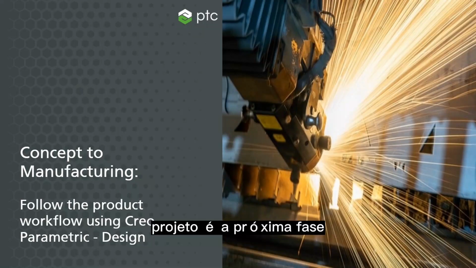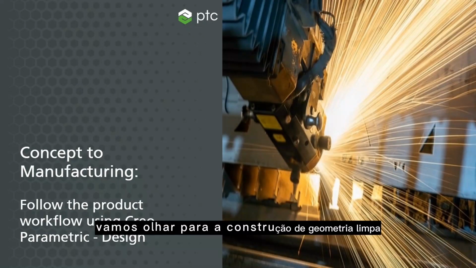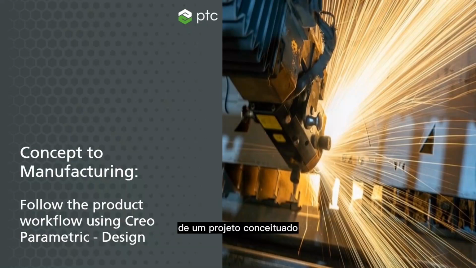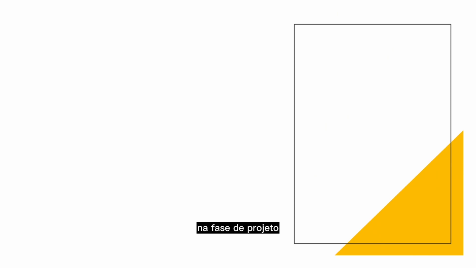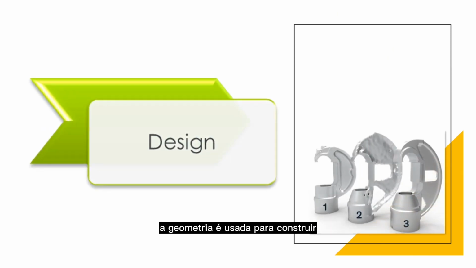Design is the next phase. We're going to look at constructing clean geometry from a conceptualized design. In the design phase, the faceted geometry is used to construct clean geometry that can then be used downstream. The process used to construct the geometry will depend on the final production method, low or high volume.